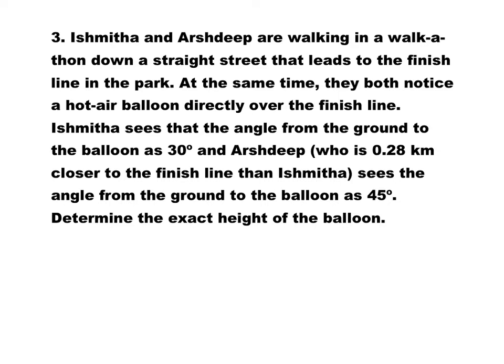The next question says that Ishmita and Arshdeep are walking in a walkathon down a straight street that leads to the finish line. At the same time, they both notice a hot air balloon directly over the finish line. Let's say this is the finish line, and then the balloon is right here, right on top. Ishmita sees that the angle from the ground to the balloon is 30 degrees. So let's say Ishmita is I, here. So this angle is going to be 30 degrees.